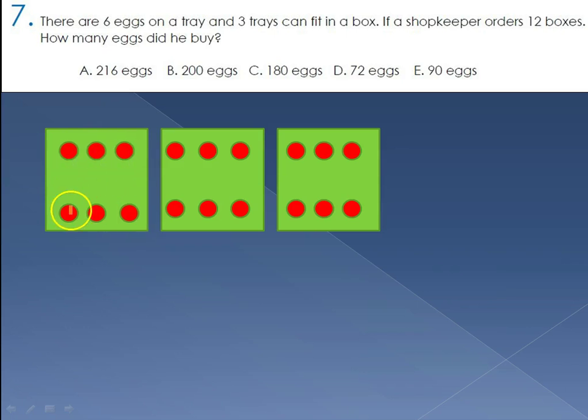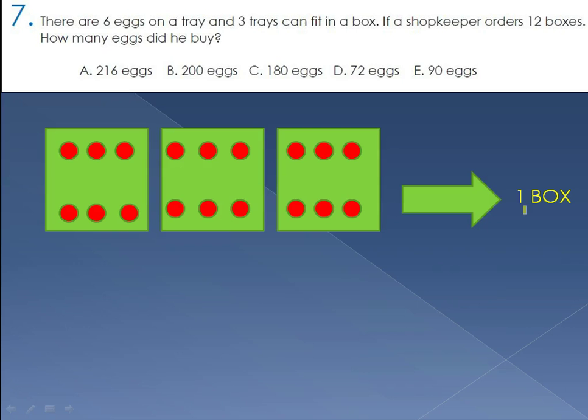These eggs, and 3 trays can fit in a box. So in one box there's all of these. How many eggs is this together? You can count them. There's 6 there, 6, 12, 18. So there's 18 in one full box. And don't be afraid, I would draw these if you have time, draw them on a scrap of paper, just to see exactly what they're asking you to do in a visual form.